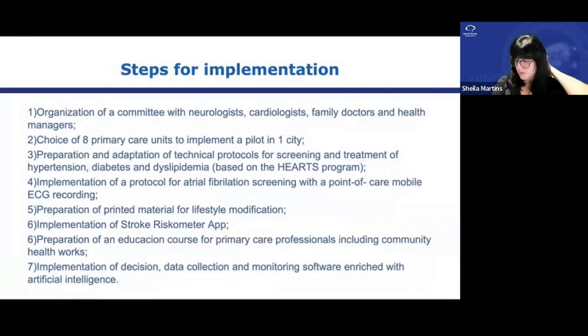to evaluate the feasibility and the benefit to screen these patients. Preparation of printed materials for lifestyle modification, implementation of HiSCometer app, preparation of an educational course for primary professionals, including community health workers, implementation of decision data collection and monitoring software enriched with artificial intelligence.